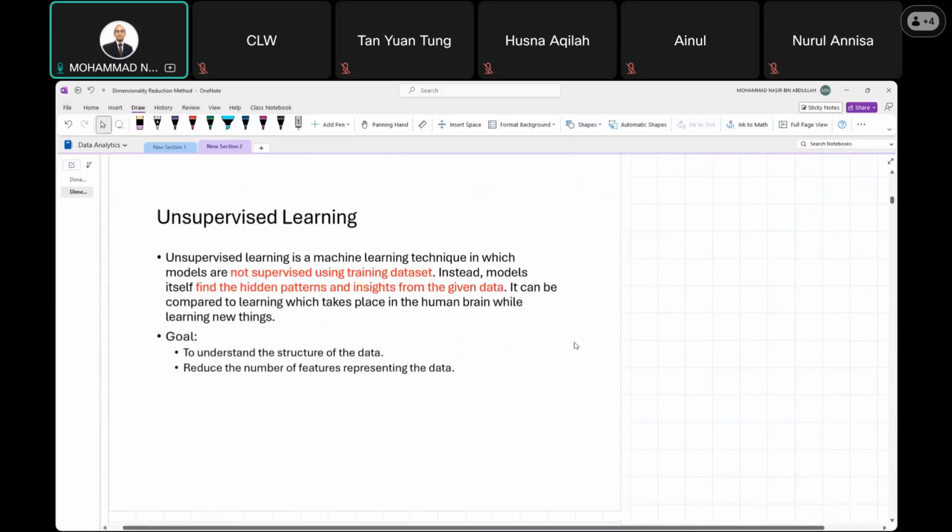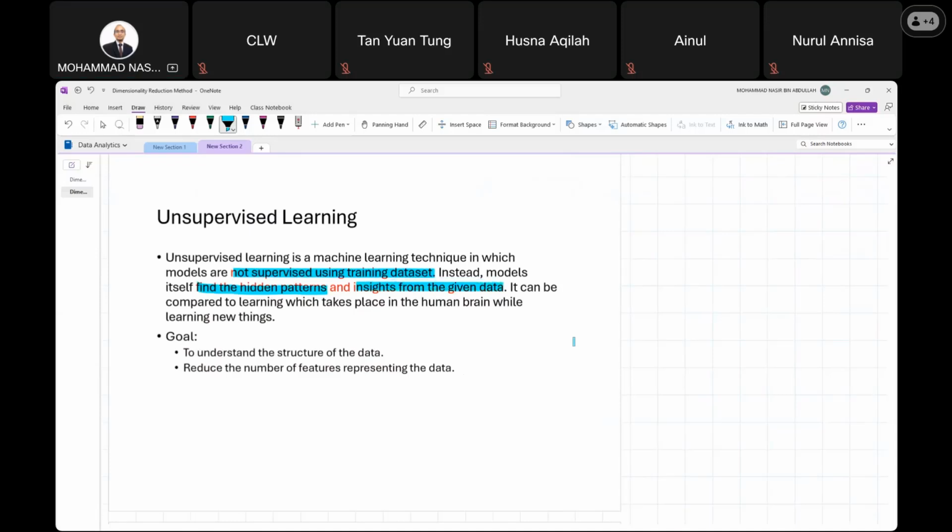So now, unsupervised learning is a machine learning technique in which models are not supervised using a training data set. You don't have the label to classify the data into which category, right? Instead, a model can find the hidden pattern and insight from the given data. So this is the objective or goal in unsupervised learning.